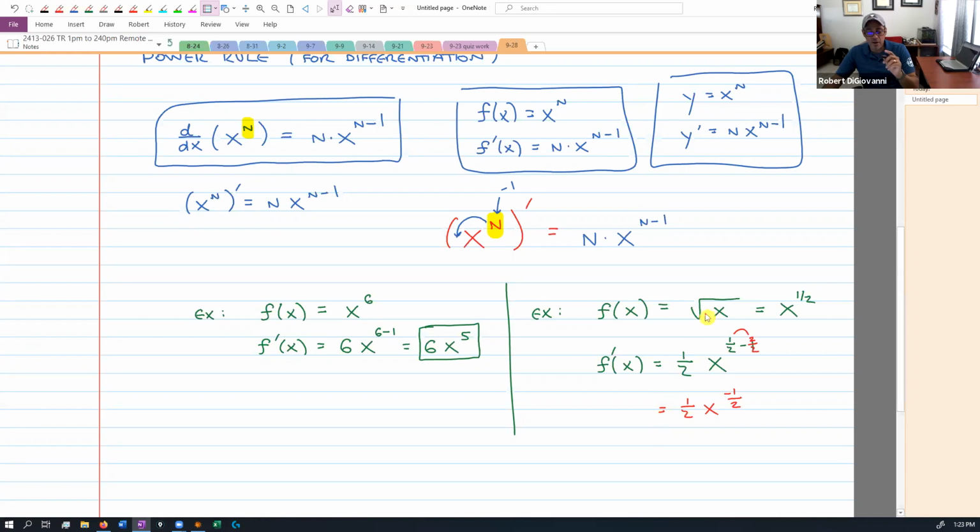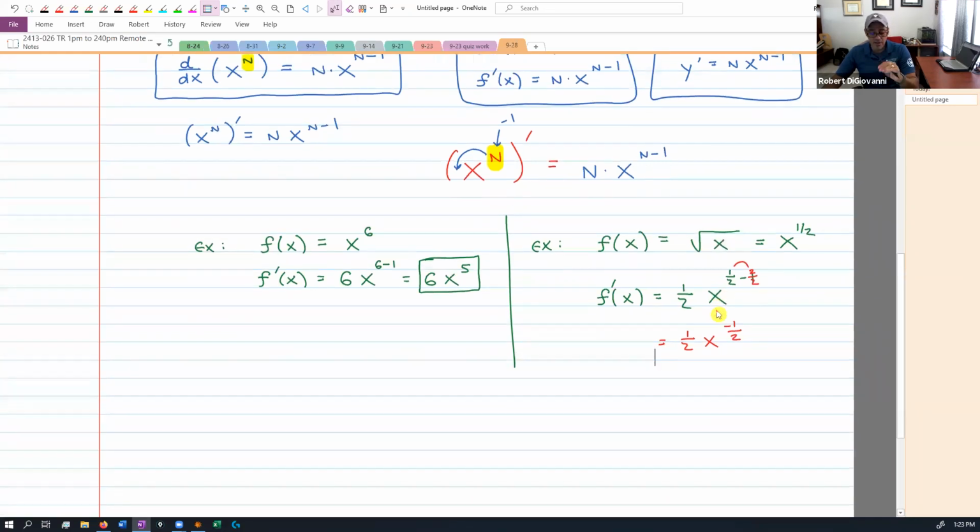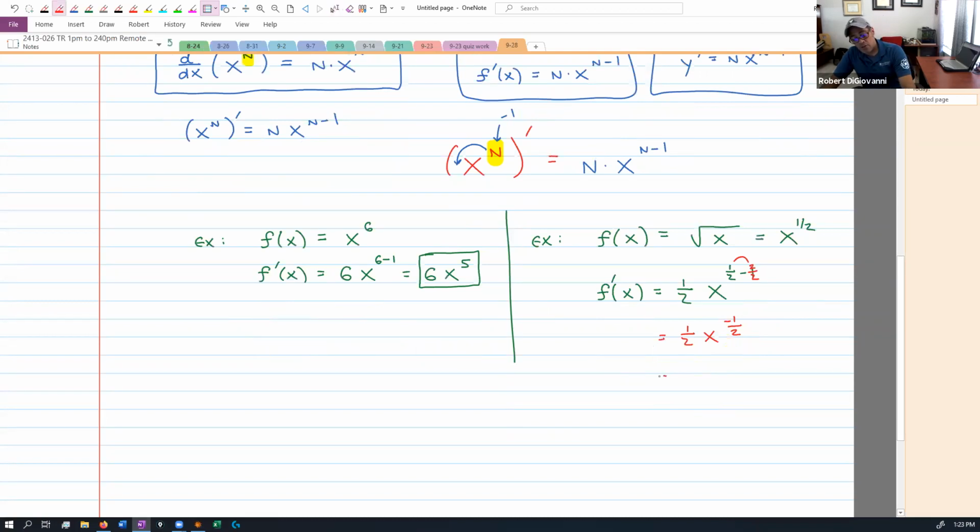But this square root function, we take the derivative of square roots a lot in this class. So I want to show you another version of this same answer. I'm going to rewrite it this way.